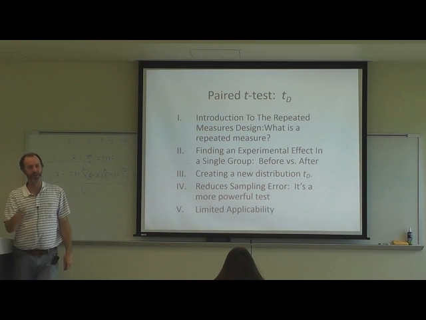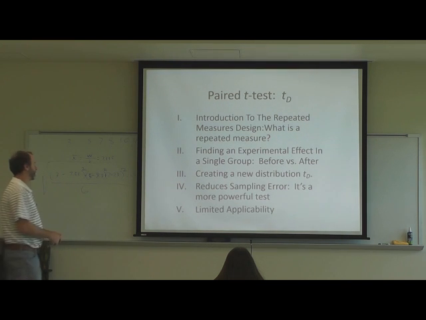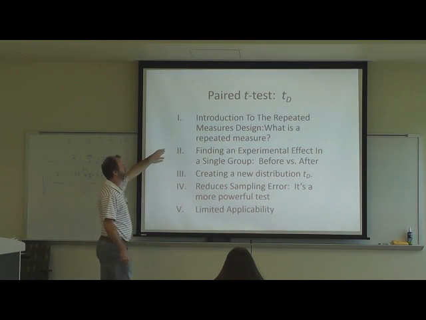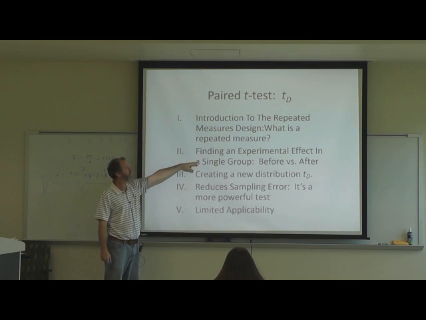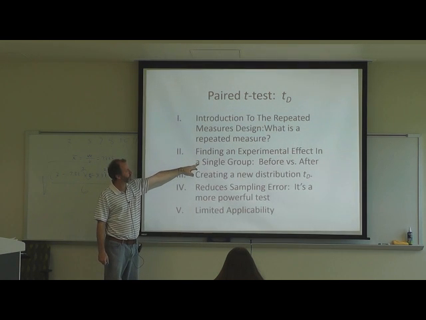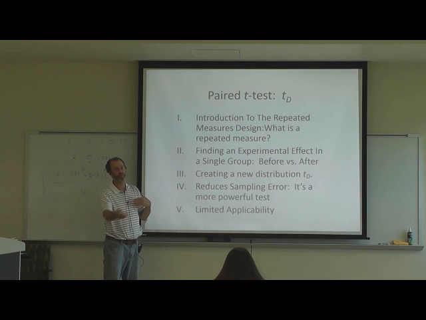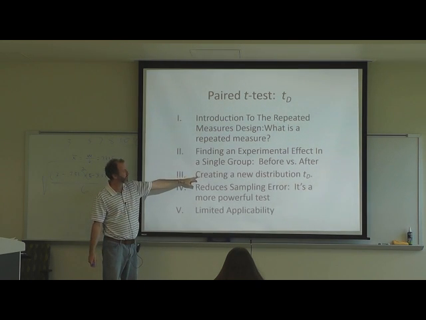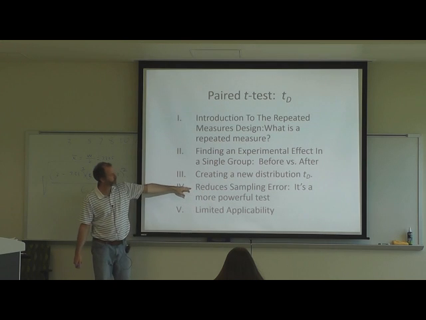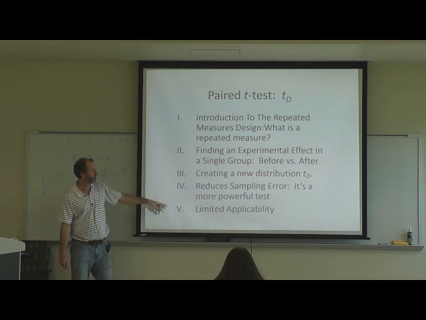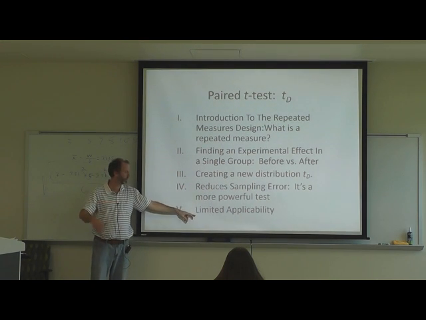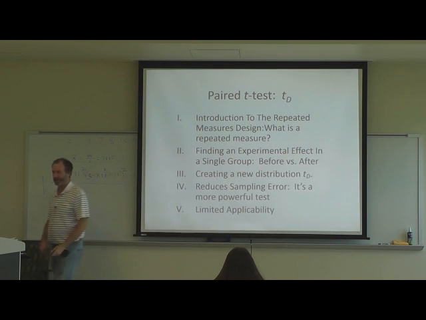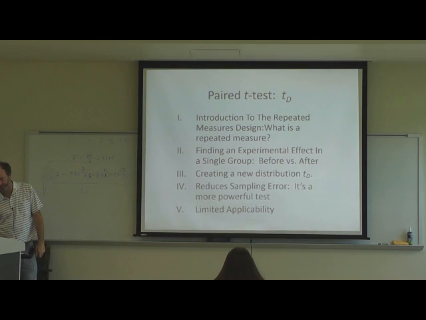So then we have a paired t-test. So this is basically what you get from repeated measures, right? Finding an experimental effect in a single group before and after, that's an example of repeated measures. Creating a new distribution reduces sampling error, it's more powerful than a regular t-test, and it has limited applicability, right?